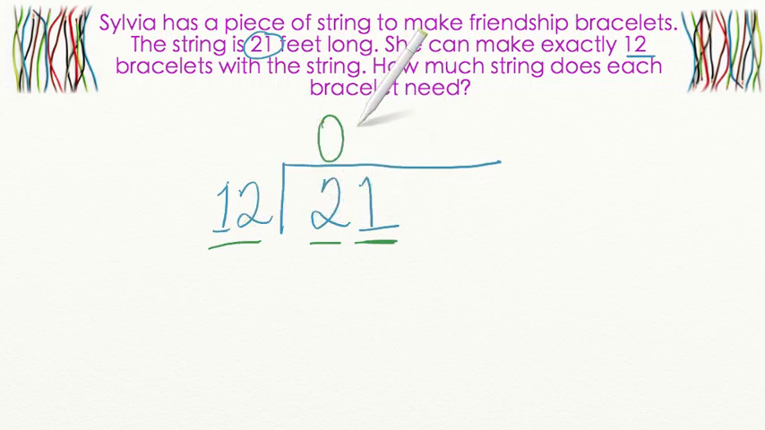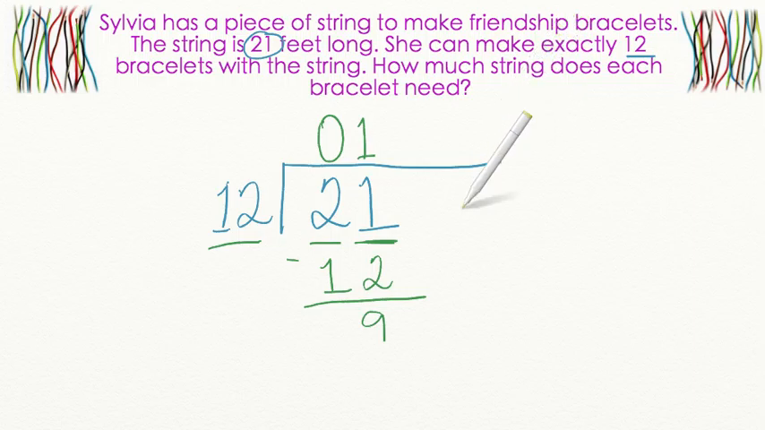12 can go into 21 one whole time. 12 times 1 equals 12. And when we subtract down, that gives us a remainder of 9. But don't forget, we're not going to be stopping with a remainder. We are going to continue to divide into the decimal place values. So I'm going to put a decimal in my quotient as well as my dividend, and then add a 0 to my tenths place. Now, 12 can go into 90 7 times.